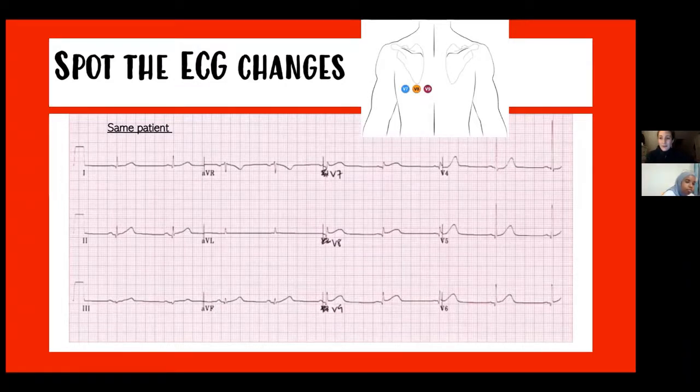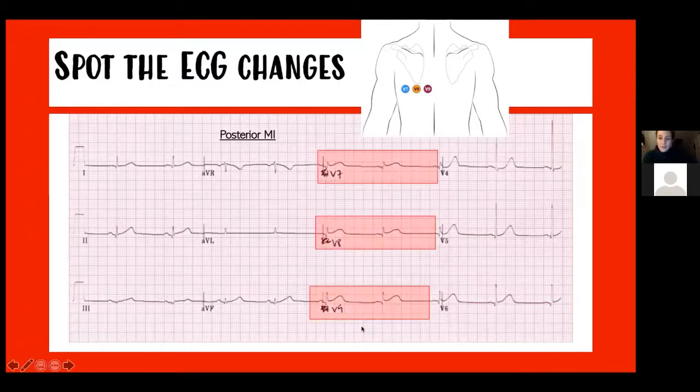So that's what it means when people say look at V7, 8, 9. It's placing the ECG stickers onto the patient's back and then redoing the ECG. Okay, so yeah, there's those changes.